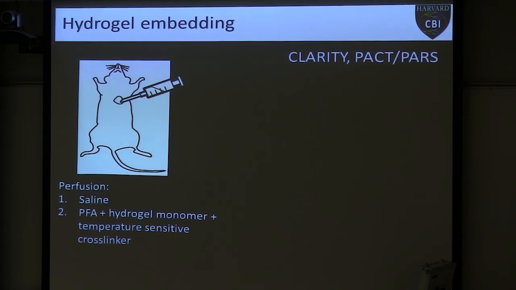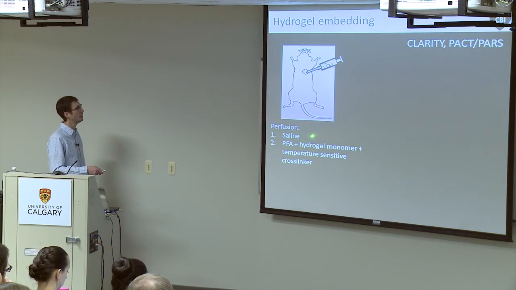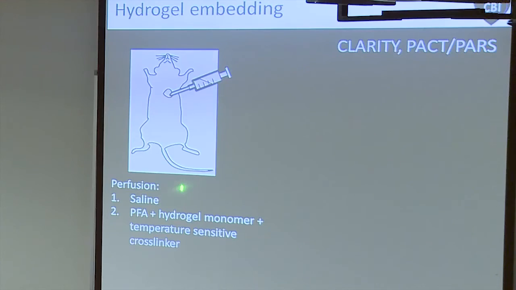So finally, the last technique is the hydrogel embedding method. So this is CLARITY, PACT-PARS, and now SWITCH just came out recently as well. And these are a little more labor intensive. The first step is embedding your tissue in a hydrogel, which is acrylamide. This can either be done through perfusion or just through passive diffusion. Usually it's done through perfusion.